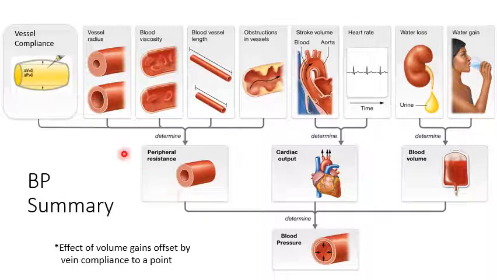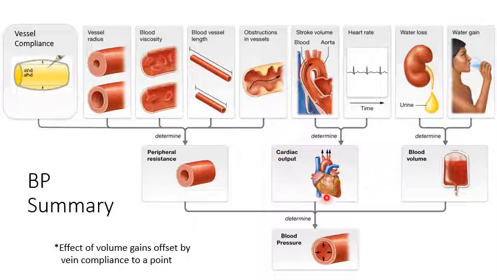So normally, if you're healthy, it'll be these four things that affect it: the compliance, the radius, the viscosity, and the length. But if you have some obstruction in your vessels related to a disease, that is also going to increase the resistance. And then increased resistance increases the blood pressure.